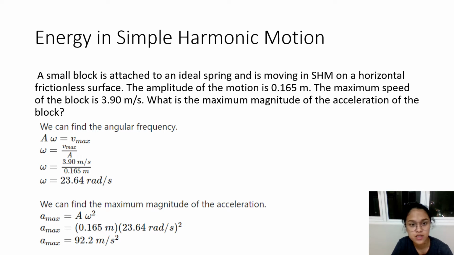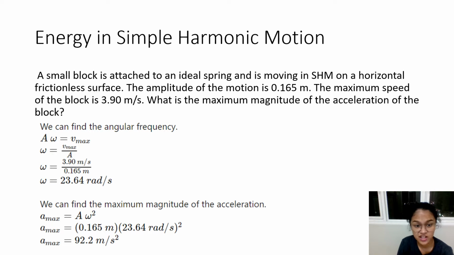Now, we will be discussing energy in simple harmonic motion. A small block is attached to an ideal spring and is moving in simple harmonic motion on a horizontal frictionless surface. The amplitude of the motion is 0.165 meters. The maximum speed of the block is 3.9 meters per second. So now we will compute the maximum magnitude of the acceleration of the block.